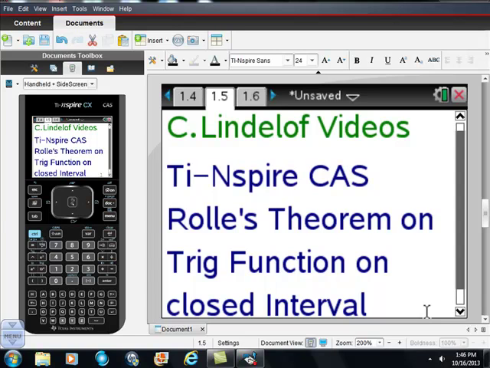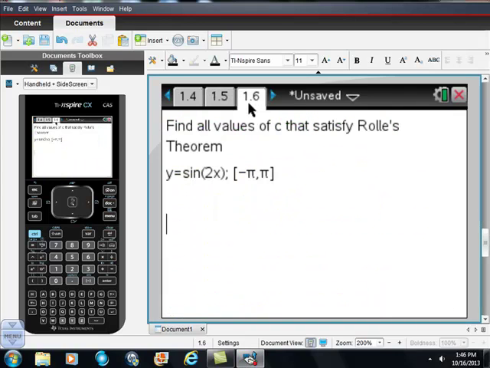See Lindelof videos, TI-Nspire CAS. I'm going to do a Rolle's theorem problem using a trig function on a closed interval, and the CAS can do something that is unexpected for the AP reader, so it's really cool that you'll be able to get this answer relatively quickly. So here's the problem that I came up with.